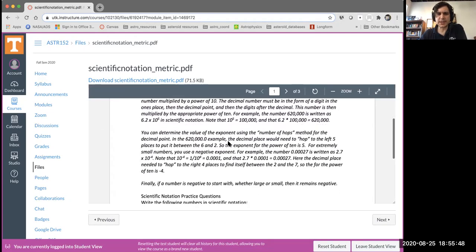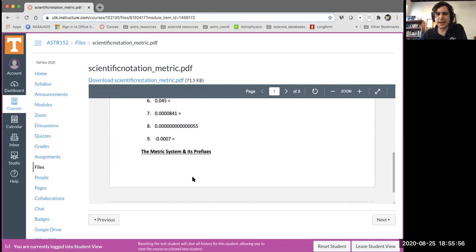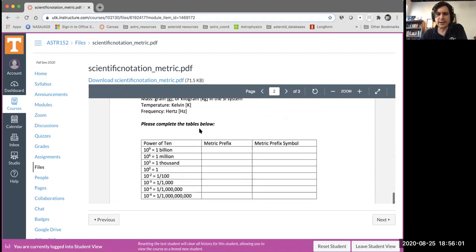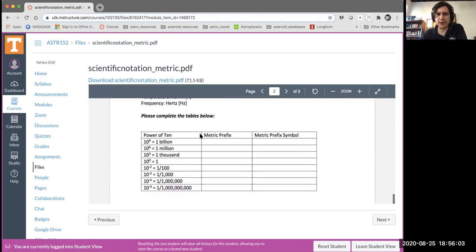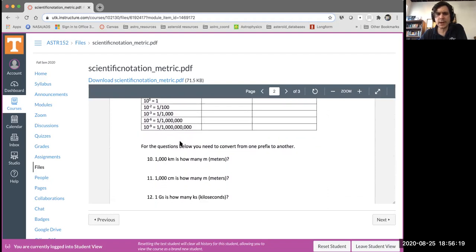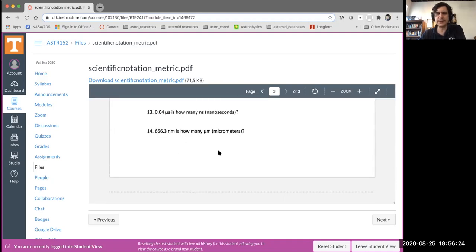So I walked through what scientific notation is in the metric system. I give you some practice of writing numbers in scientific notation. I didn't make a video on that. And then you have metric system and the prefixes. I give you a little primer and reminder of how to work with that. And I even ask you to complete this table to help hammer in what the prefix is and what number it associates to, and what the symbol is. And then I have a series of questions that you can work through, and then you can go check your answers on the answer key.